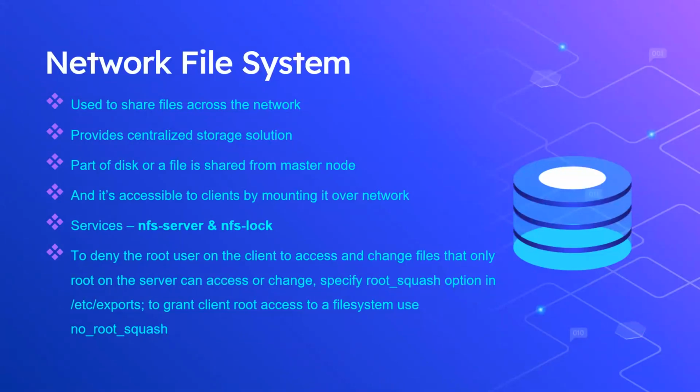So, what is a network file system? How it actually works is that part of a storage or part of a disk from a node, or let's say a server, is shared across the network, which can be accessed by all the other users on the network. So basically, it runs on two services. The NFS server service has to run on the server side, and the NFS lock utility has to run on the compute nodes.